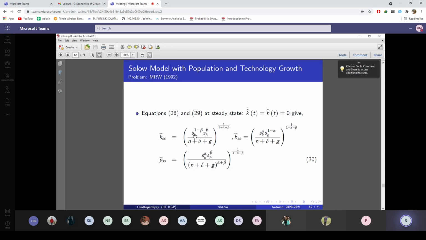In fact, over here, you see, since you have a substitutability between physical capital and human capital, when your SK rises, both your K and H rise. As a result, your Y rises. When your SH rises, both your K and H rise. As a result, your Y at the steady state rises. So this is basically how they have solved it.